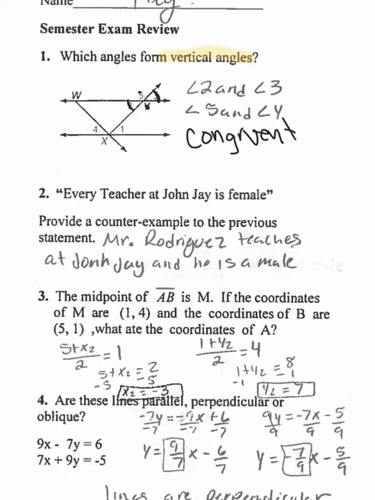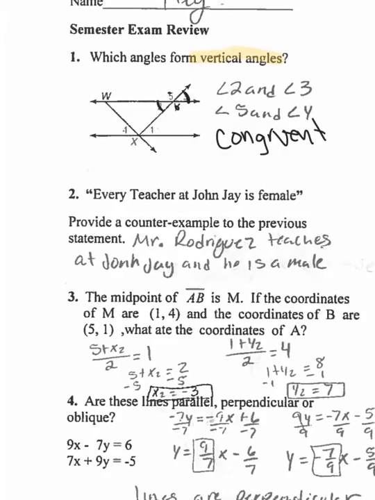Number 2, don't overthink this one. Every teacher at John Jay is female. That's a statement. Provide a counterexample. Counterexamples simply say this statement is not true 100% of the time. It can be proved wrong 3,000 times or one time, doesn't matter. So this would be like saying, if you are a teacher at John Jay, then you are female. The idea of a counterexample is that you keep the first part, but not female.